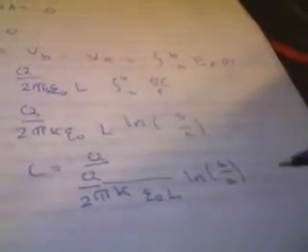And we simplify this to C equals 2 pi the dielectric constant K epsilon naught L over ln B over A. And that's the answer.